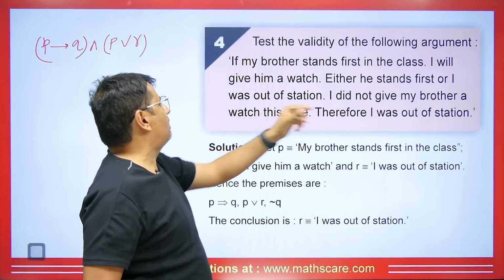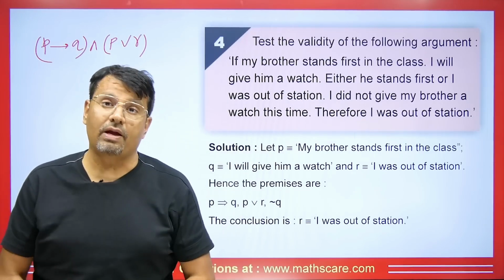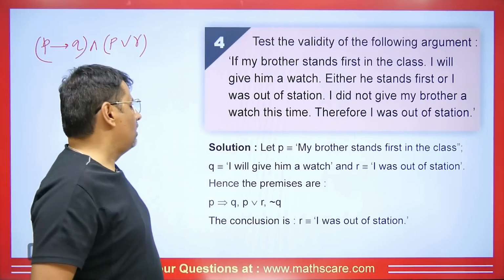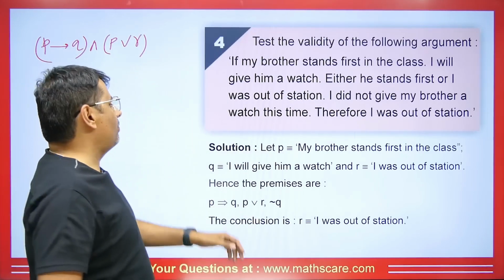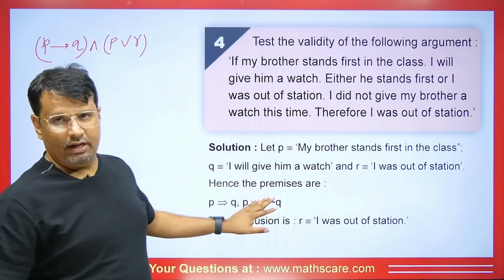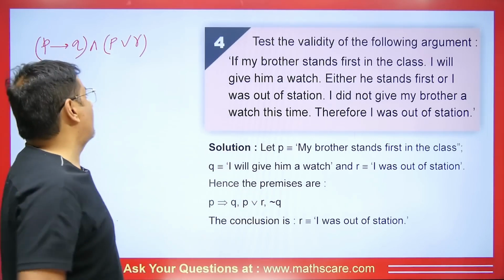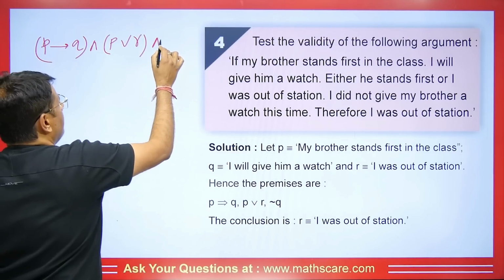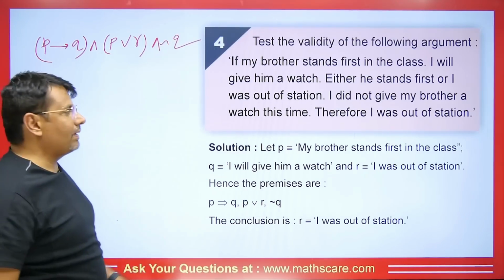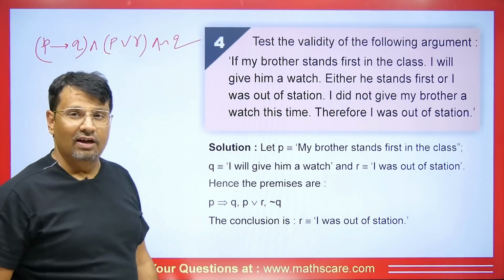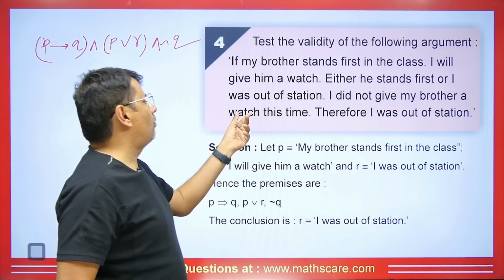I did not give my brother a watch this time. So in that case, I won't give a watch to my brother. So I am giving a watch to my brother here. Then what are we calling it here? We are calling it Q. If we don't give, then it will be a negation. So what will happen in this case? It will be the negation of Q. What will happen here? Listen carefully. The third premise will be that I did not give a watch to my brother this time.